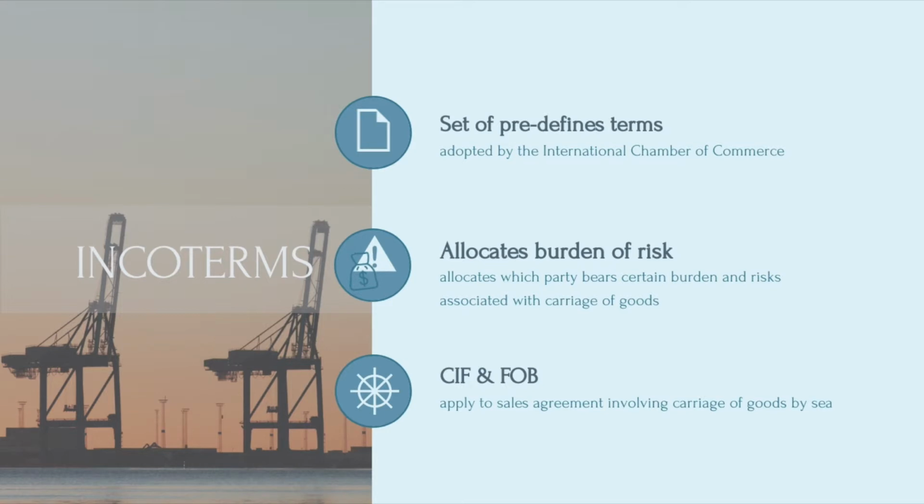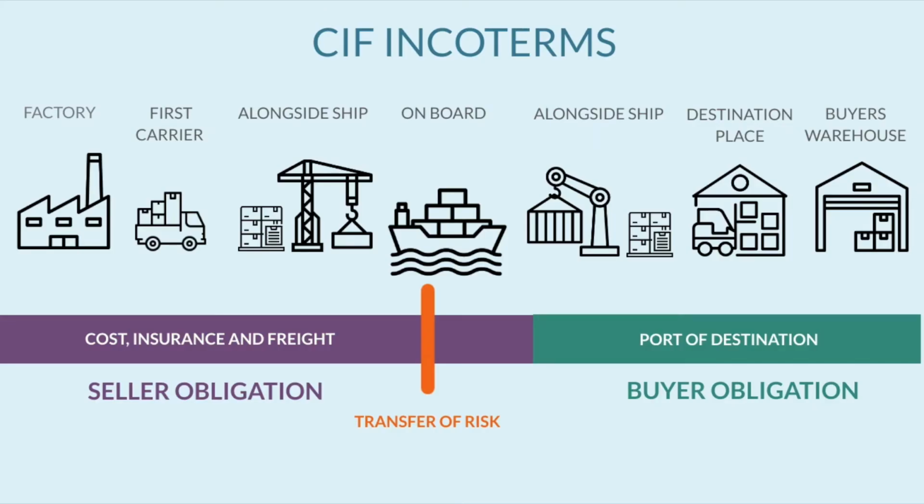There are many sets of delivery terms defined as Incoterms, such as the CIF and the FOB, which apply to sales agreements involving carriage of goods by sea. CIF Incoterm, standing for Cost, Insurance, and Freight, requires the seller to undertake to secure the shipping space, ship the goods, and make all shipping arrangements such as contracting as principal and securing insurance.